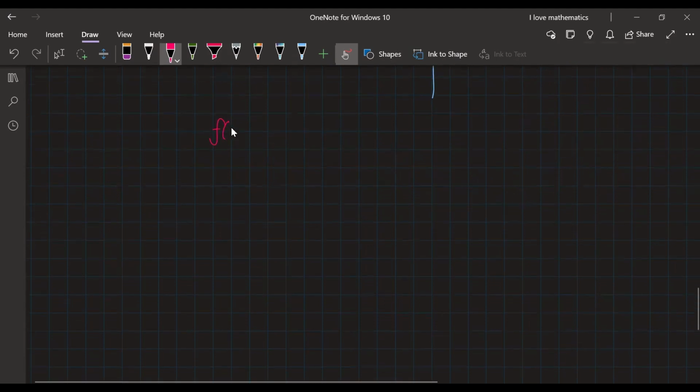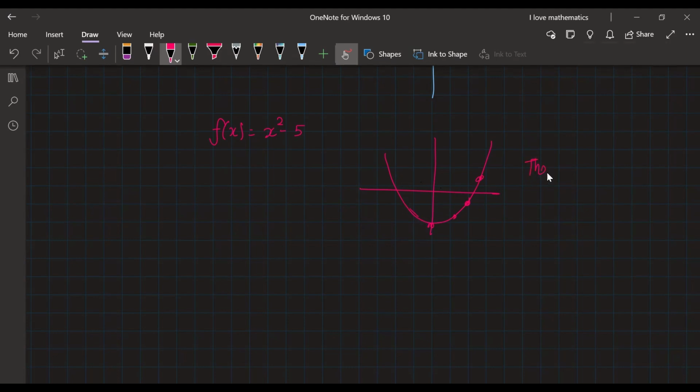Same, if f of x is equal to x squared minus 5, it would shift downward. Because at 0, it's minus 5. At 1, it's minus 4. At 2, it's minus 1. And at 3, it's 4. And so on. The shifting of the graph on the y-axis actually depends on this constant.